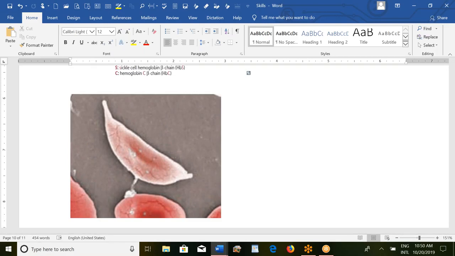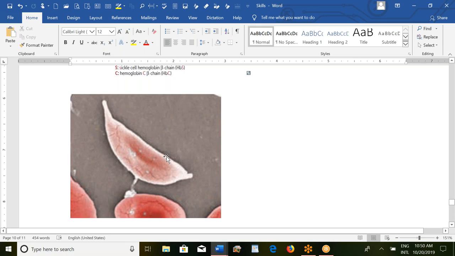About sickle cells, we will talk in detail later if we are doing some short case. So this was only for the sake of identification. They can show you many things. Usually the things will be common, but you should have some idea of what sort of things they can show you, so that you are not surprised.